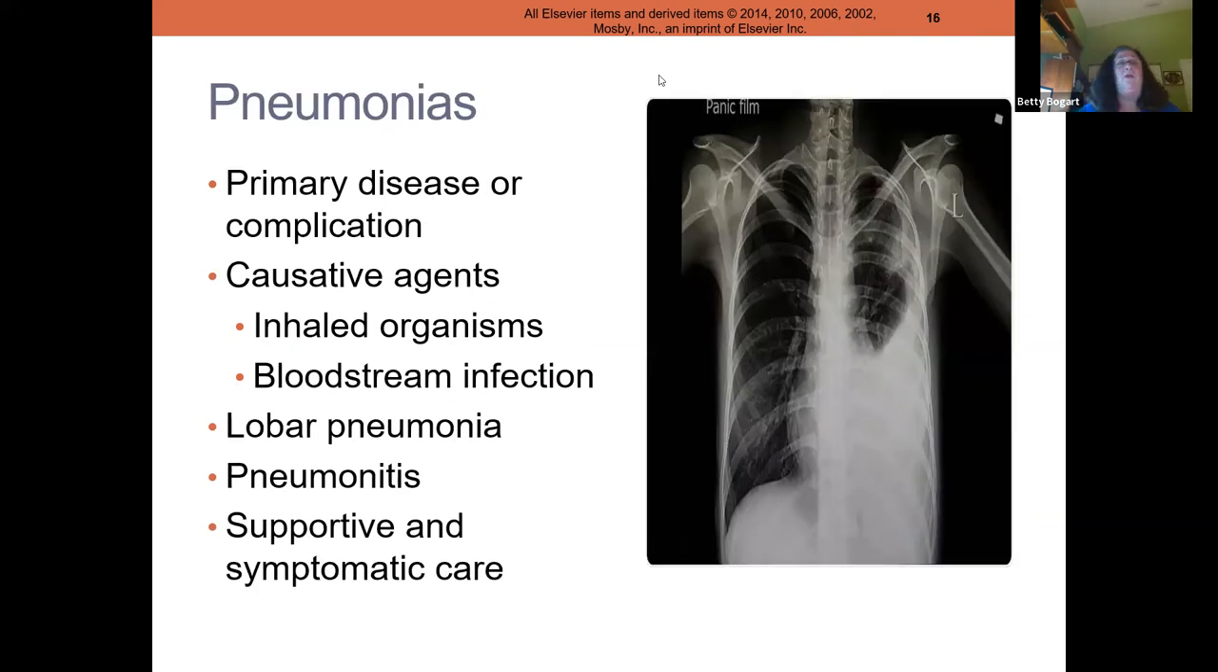Pneumonias. Now, pneumonias are a consolidation in the lungs, and usually they come in with a fever, a cough, and they might have vomited.